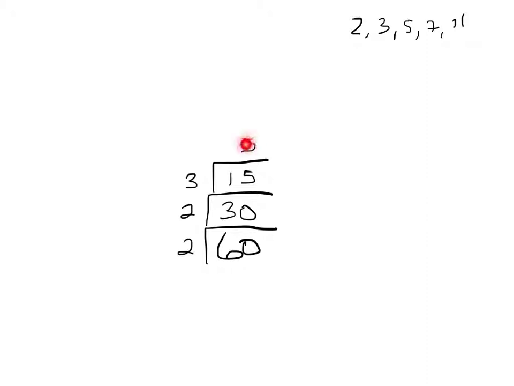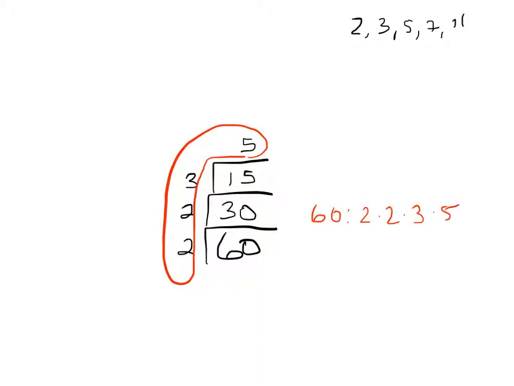So now all of the numbers out here are prime numbers. Therefore, I'm done. So the prime factorization of 60, we have to rewrite it in order from least to greatest. So I got 2 2's, a 3, and a 5. So the prime factorization of 60 would be 2, 2, 3, and 5. So this is using division to figure out prime numbers.